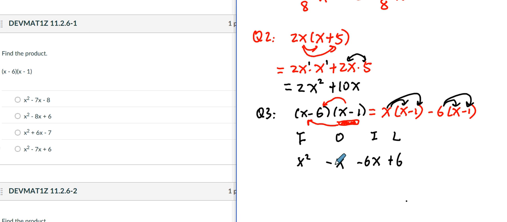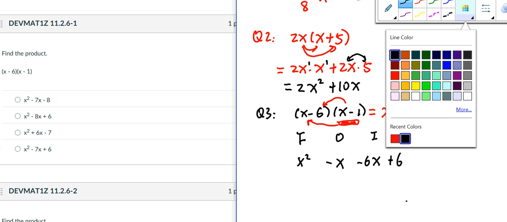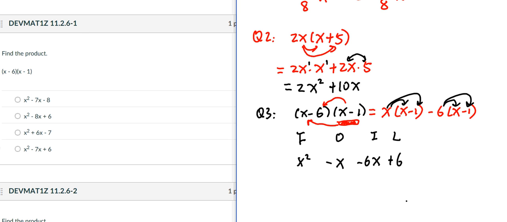And then remember, in front of x is negative x, or negative 1. Then you combine those two together, you get x squared minus 7x plus 6. The second one will be our choice. Okay.